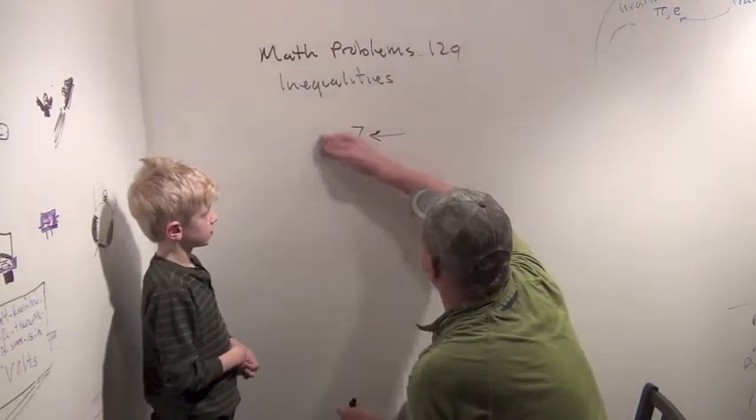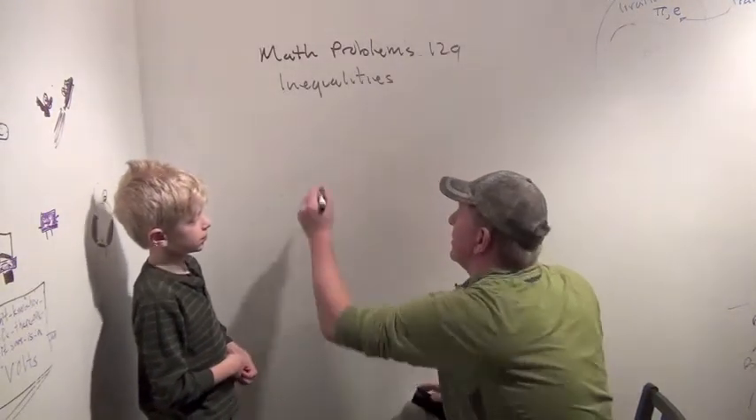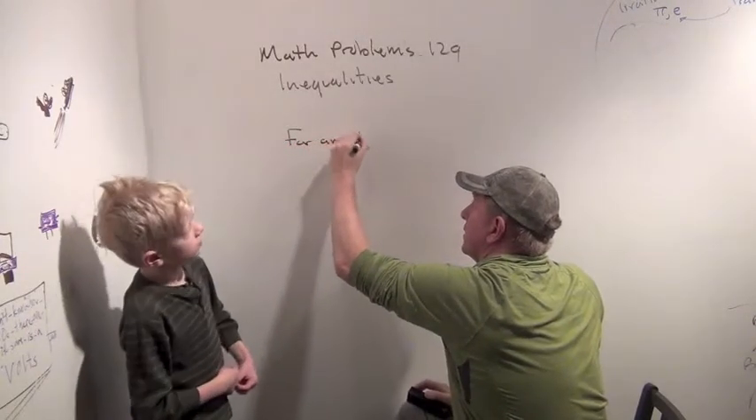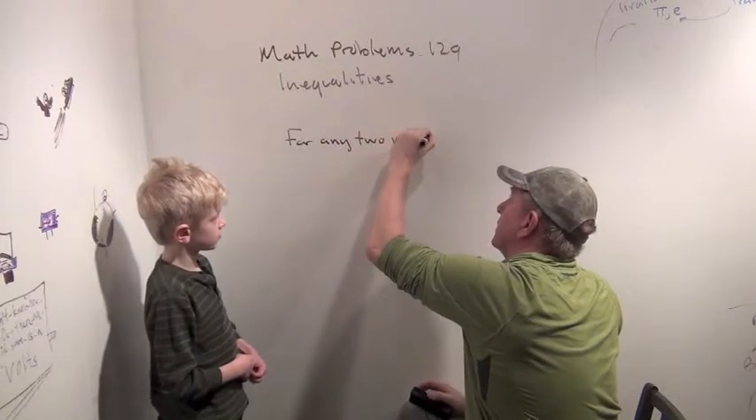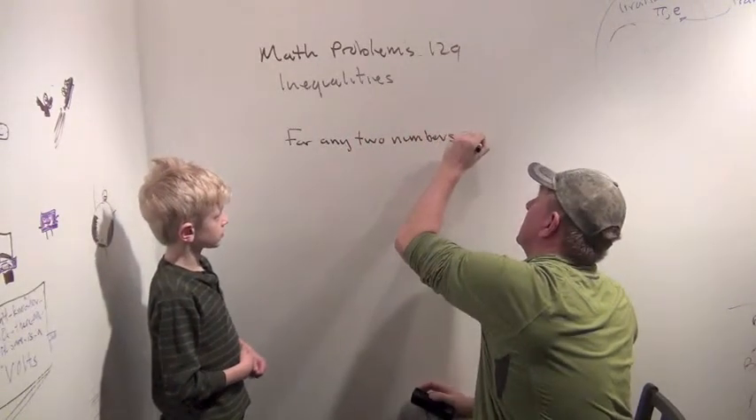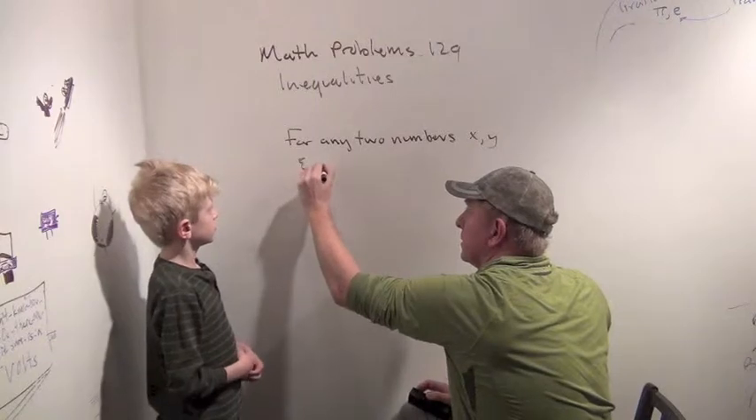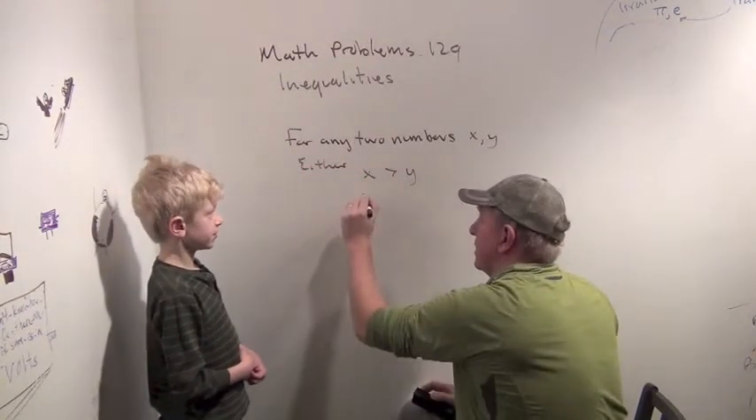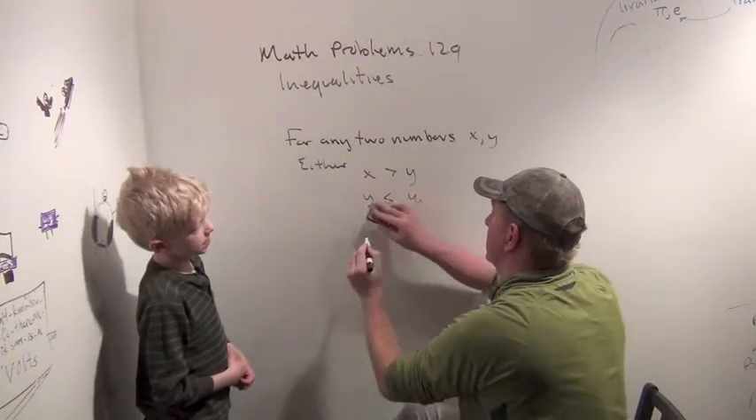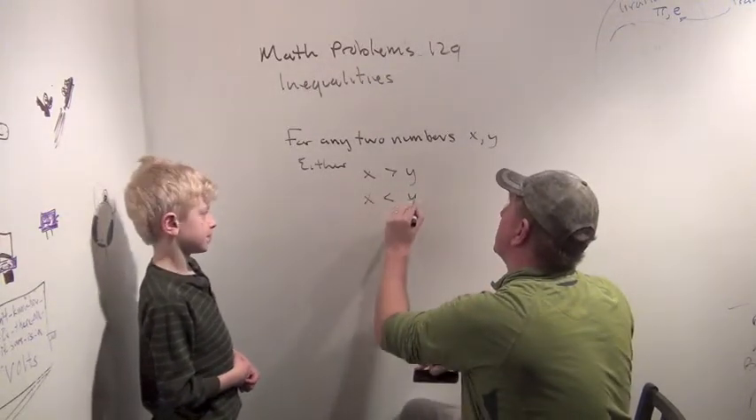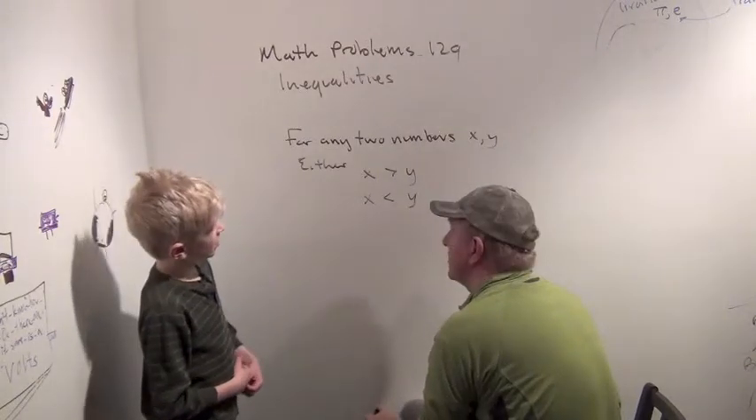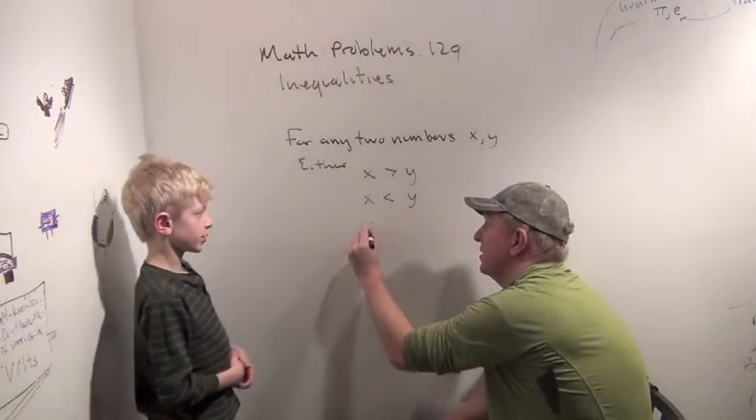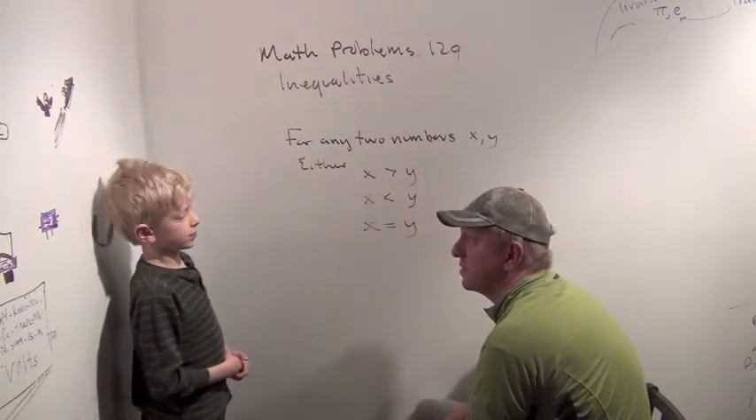And so in talking about inequalities, some interesting statements about numbers come up. The first thing I want to tell you is that for any two numbers, x and y, either x is greater than y, x is less than y, and what's the third possibility? Or x is equal to y. That's it. Those are the only choices.